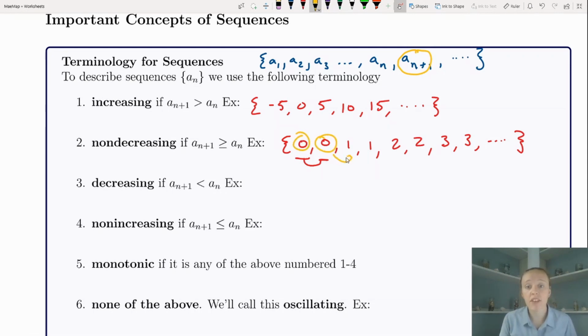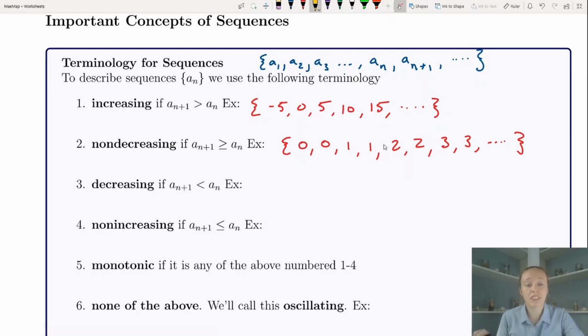And then right after that, I add 1, and now I'm greater than. And then I'm equal to again, and then I'm greater than after that, and then equal to, greater than, then equal to. So this is a case of non-decreasing. So all increasing sequences are non-decreasing, but not all non-decreasing sequences are increasing. Kind of like that concept of all squares are rectangles, but not all rectangles are squares.